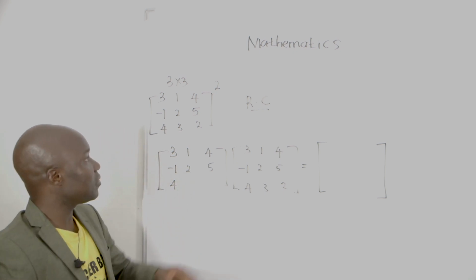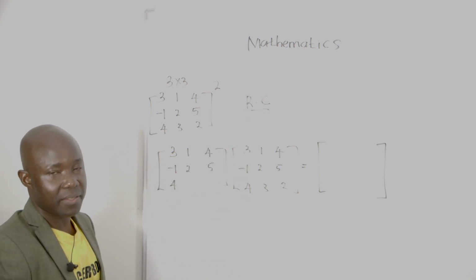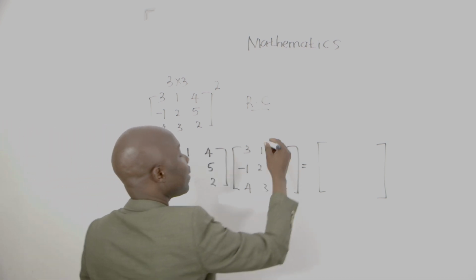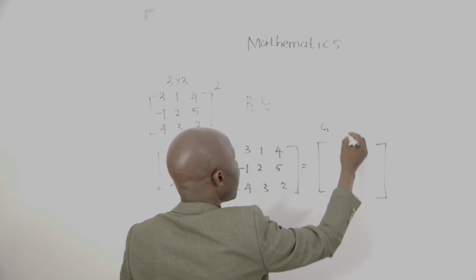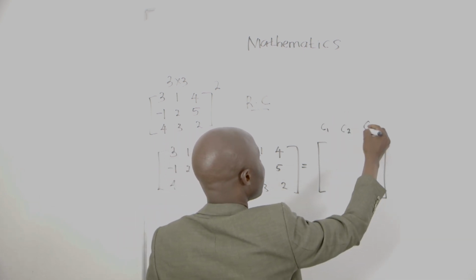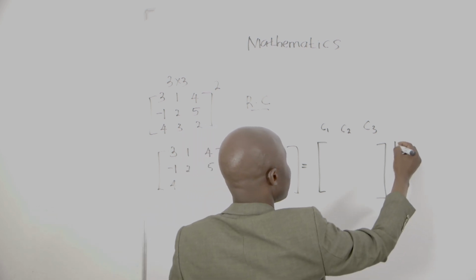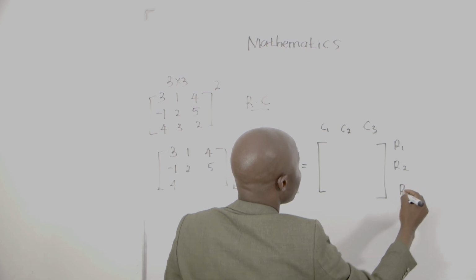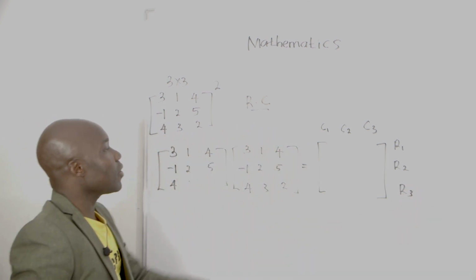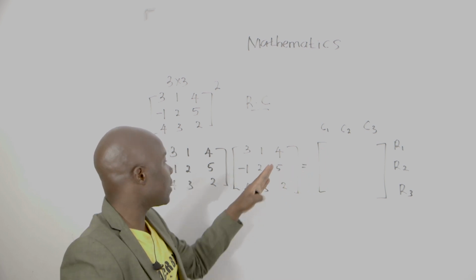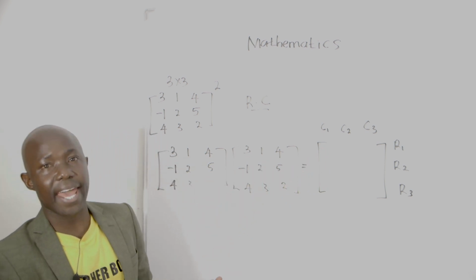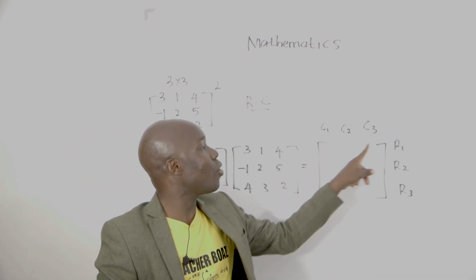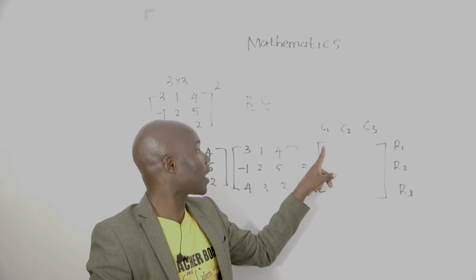RC means you start with the row, then you multiply by the given column. Now how do we start? We know very well this is column 1, we have the column 2, and we have the column 3. So here we have the row 1, the row 2, and we have the given row 3. You remember these numbers, we call them entries or elements of any given matrix. So at this point, we want row 1 and column 1 to check the entry here.